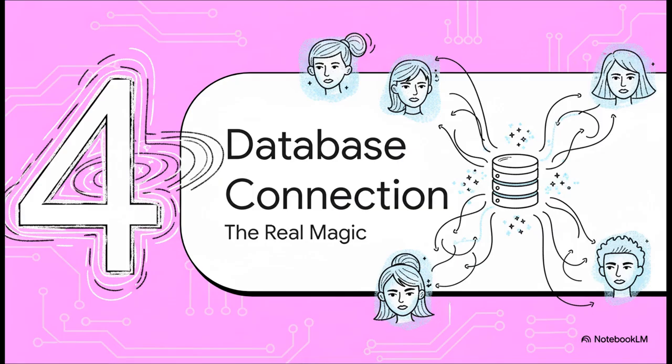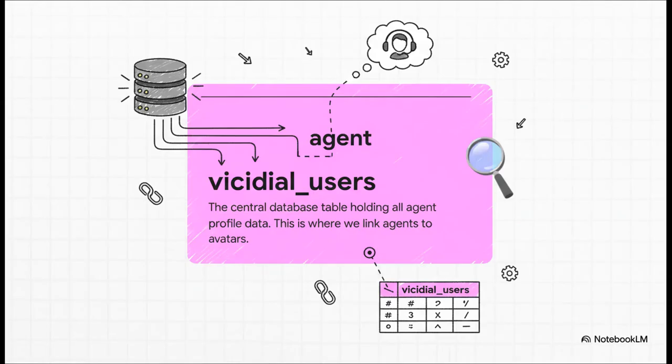Now, for the most important part, this is the real magic. This is where we tell Vicidial exactly which avatar belongs to which agent. We're going to make a direct connection right in the database. The heart of this whole operation is a database table called Vicidial users. You can think of this table as the central hub for literally all agent profile information. What we're going to do is target a specific field inside this table to create that link between an agent's user ID and the path to their new avatar.